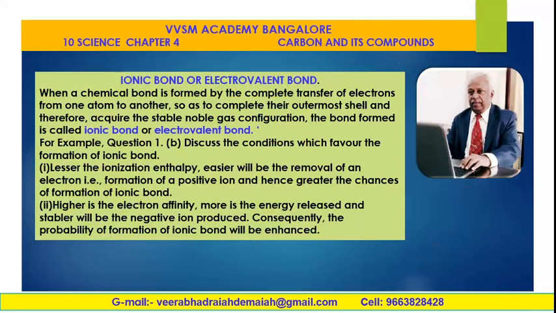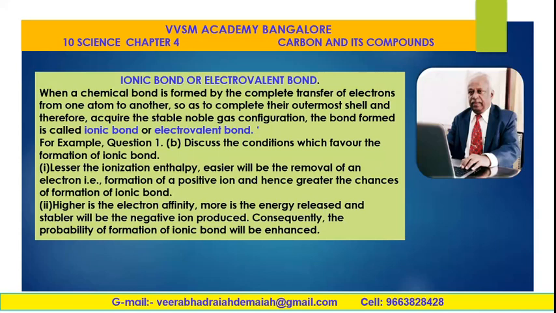Ionic bond or electrovalent bond: when a chemical bond is formed by the complete transfer of electrons from one atom to another, as I told you, so as to complete their outermost shell and therefore acquire the stable noble gas configuration, that is s2p6 configuration. It is also called octet configuration, my dear friends, and the chemical bond thus formed is called ionic bond or electrovalent bond.